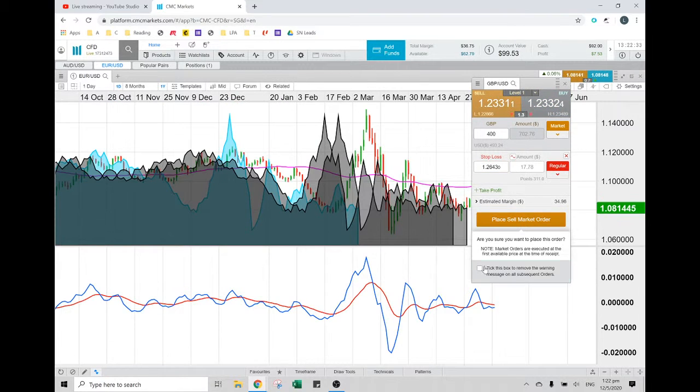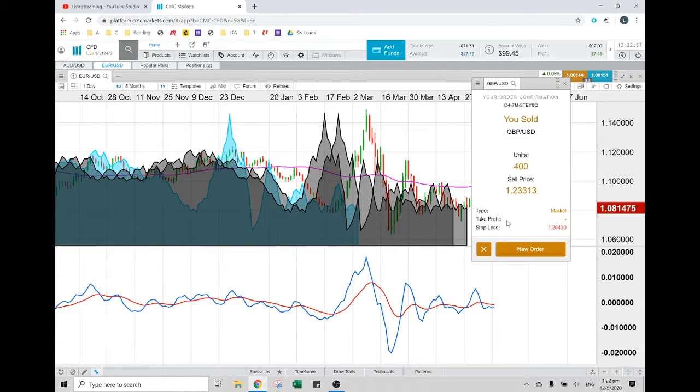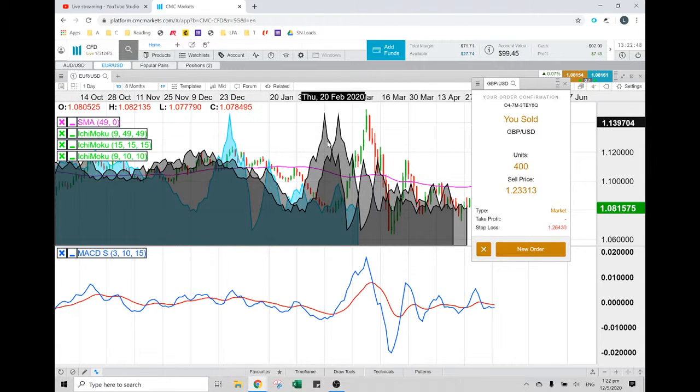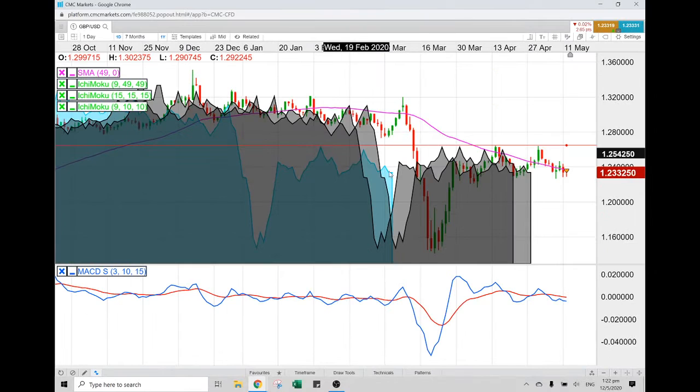This is our estimated margin. Yeah, it's fine. Done. Just place the smallest number of units possible for pound. There we go. We're done. So let's just see how this works out.